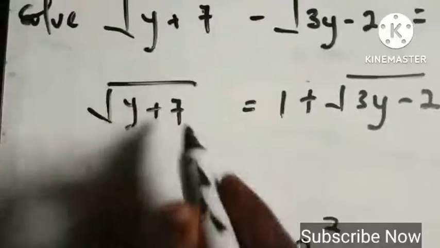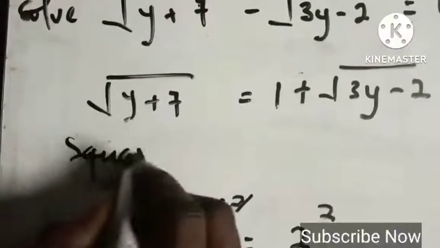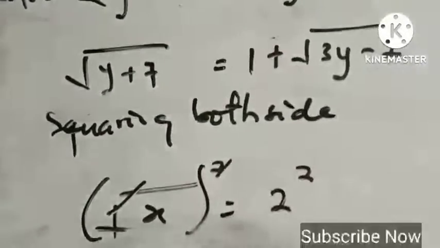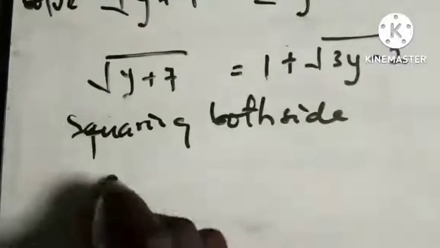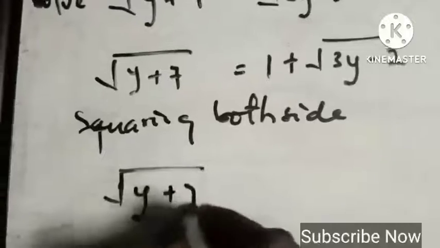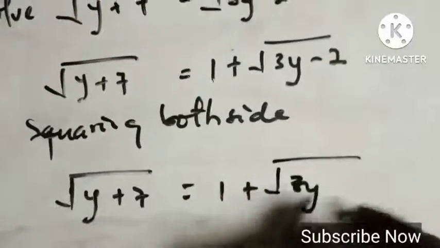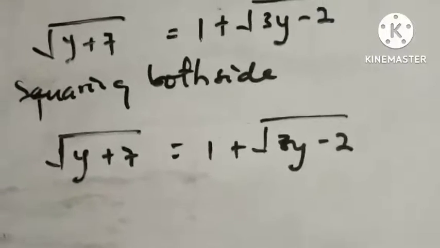So you want to take off that, so we are going to square what? Here, squaring both sides of the equation, right? So you are going to square both sides of the equation, then this is what we are going to get. If you square both sides of the equation, that is equal to 1 plus root of 3y minus 2. So we are taking what? The square of both sides of the equation.